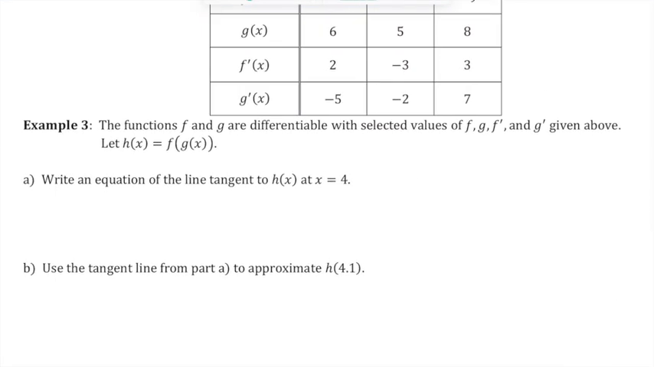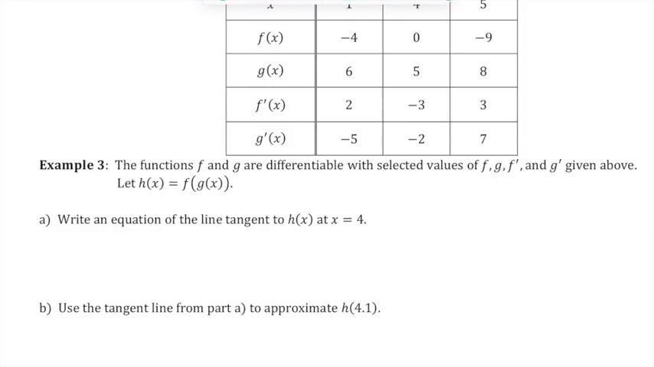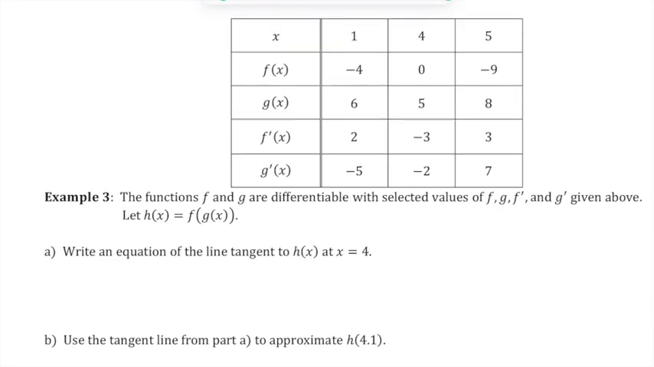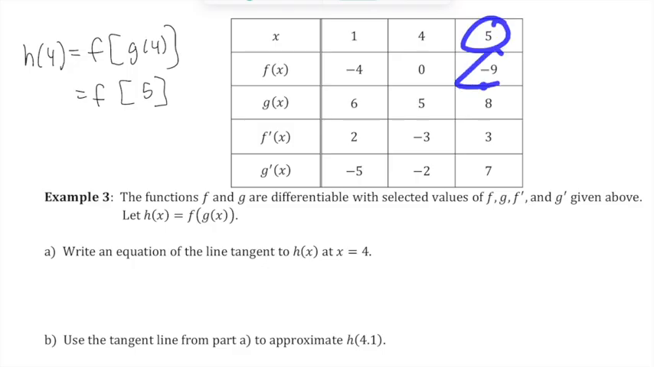Example 3, we're given a table. It says that the functions are differentiable, which they have to be. Then it says let h of x equal the composition f of g of x, and we're trying to find the equation of the tangent line at x equals 4. So let's do some work up here. Let's plug in 4 to find the value. g of 4 is equal to 5, and then f of 5 is going to be -9. So we have (4, -9) as our point.